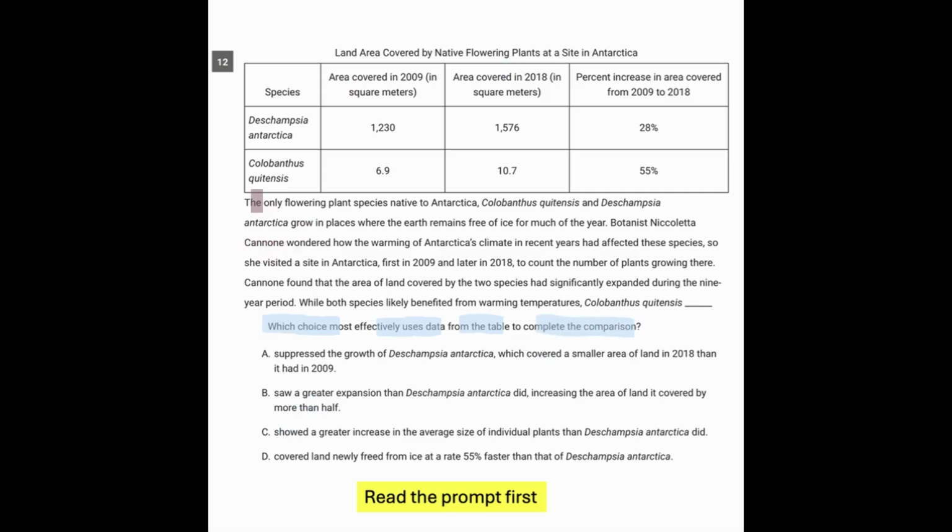So let's start reading. The only flowering plant species native to this place grow in places where the earth remains free of ice for much of the year. This botanist wondered how the warming of the climate had affected those places. So she visited a site, first in one year, then in another, to count the number of plants growing there. She found that the area of land covered by the species had expanded during the 9-year period. While both species likely benefited from warming temperatures, this particular one did what?